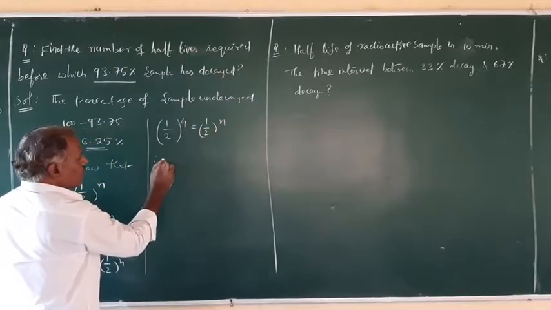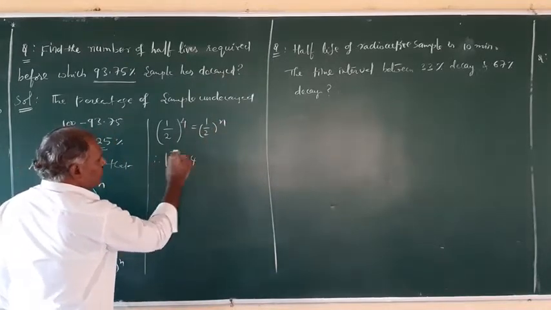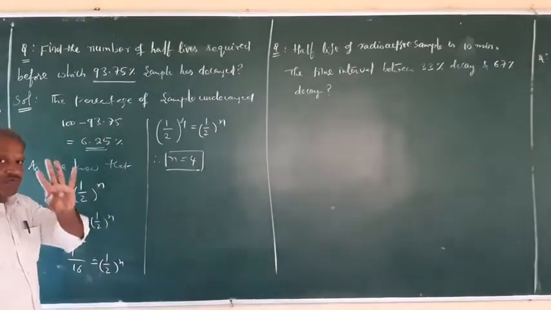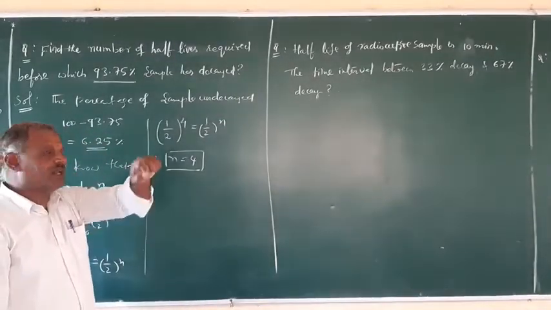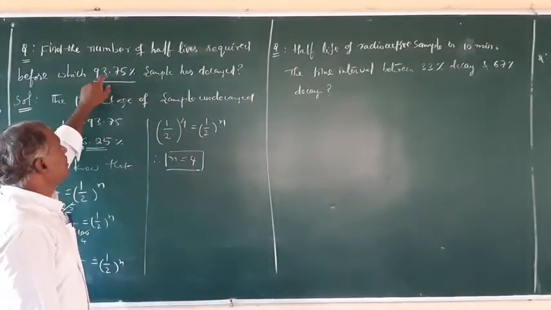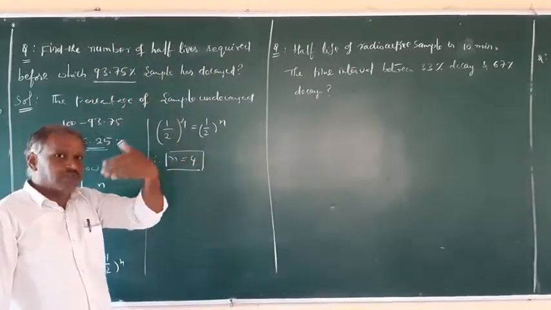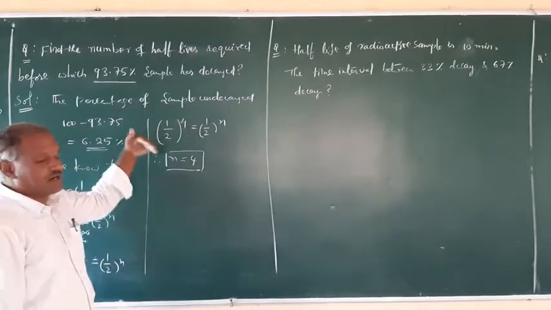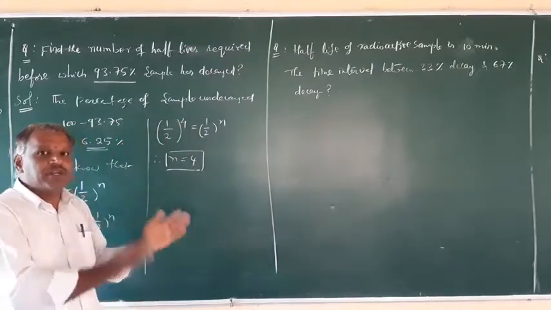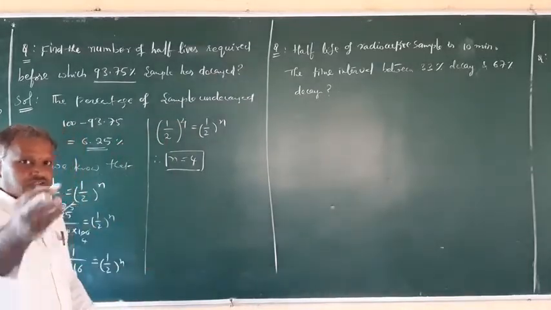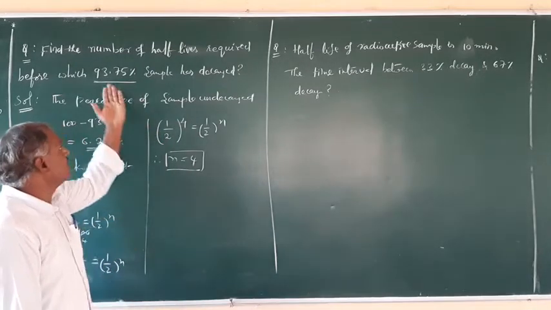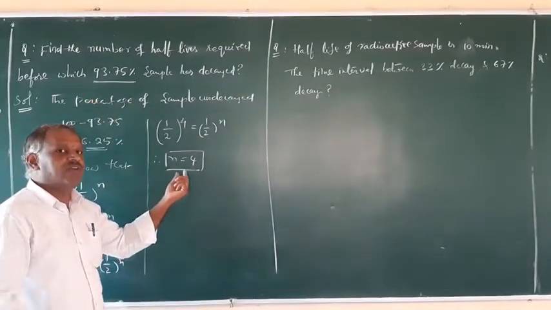Therefore, n is equal to 4. So how many half-lives are required? 4 half-lives are required to decay the radioactive sample by 93.75%. We already saw in the previous video, after a number of half-lives, how much percentage is retained and how much is decayed. So if you have that directly, you can put the number of half-lives as 4.